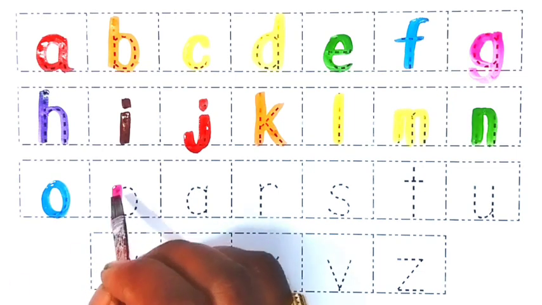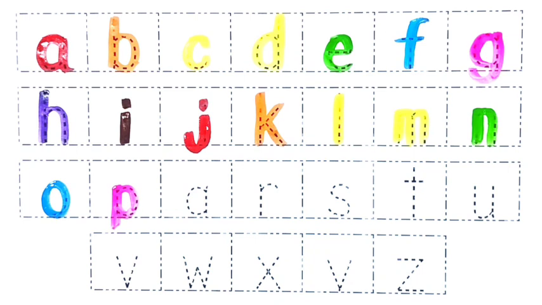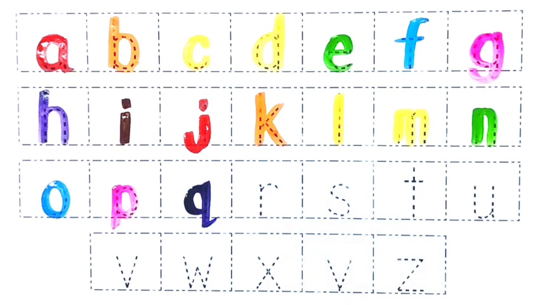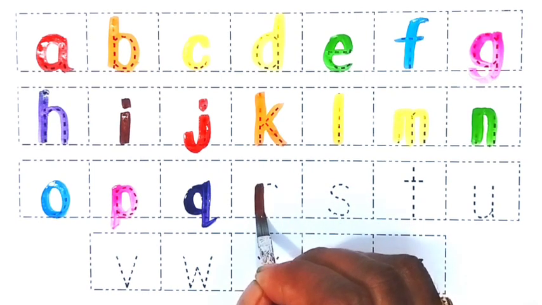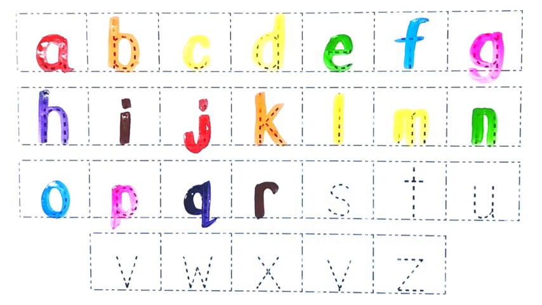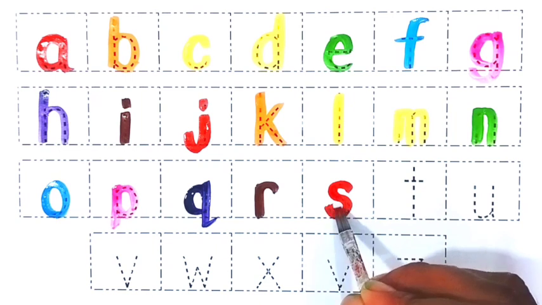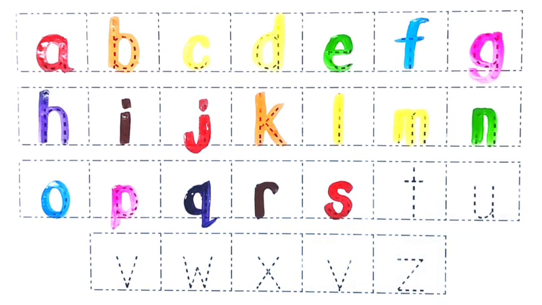Now I know my P for pineapple. P for pineapple. Q for quail. R for rabbit. S for soap.